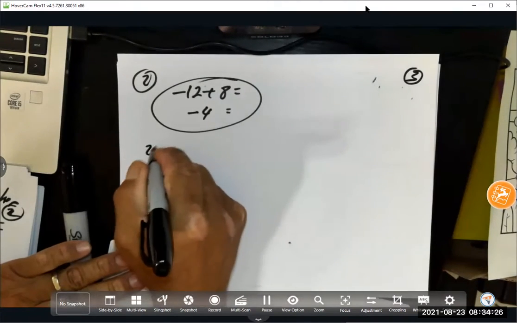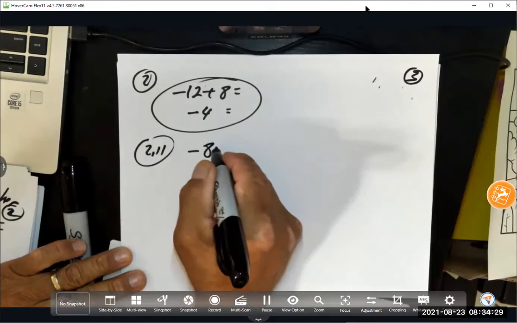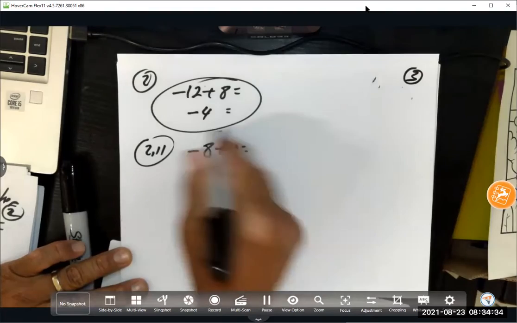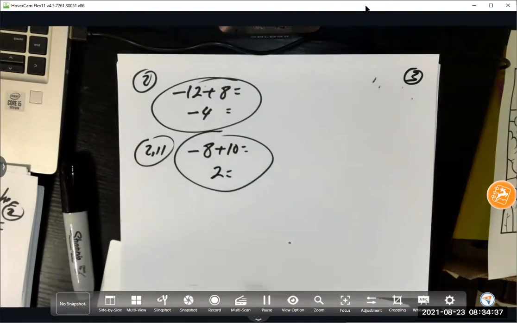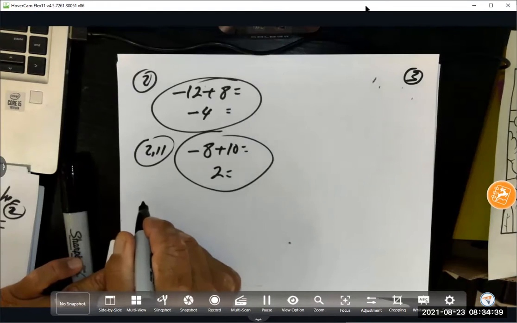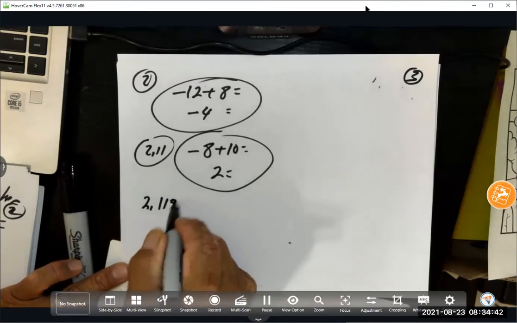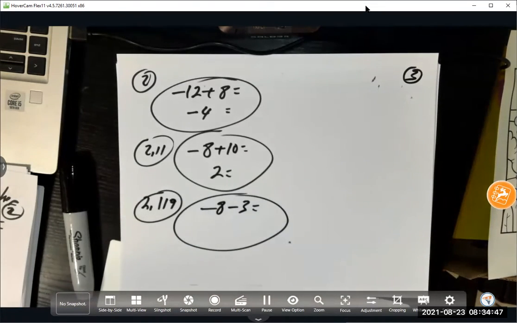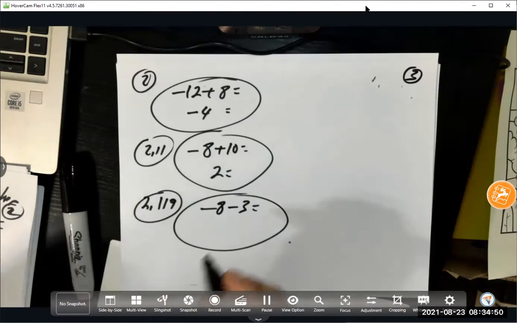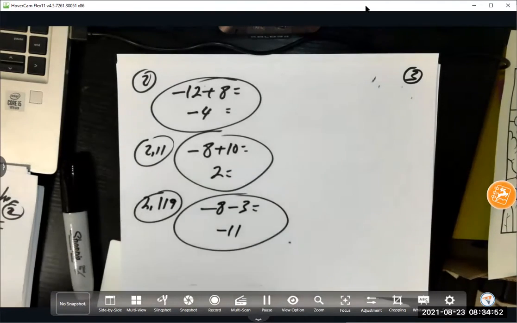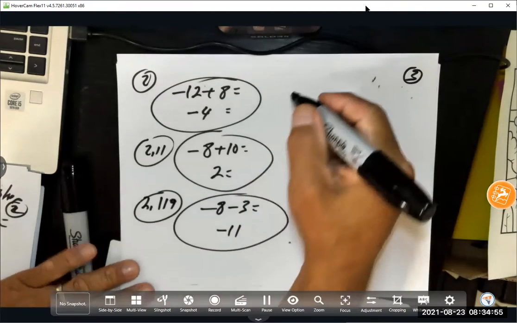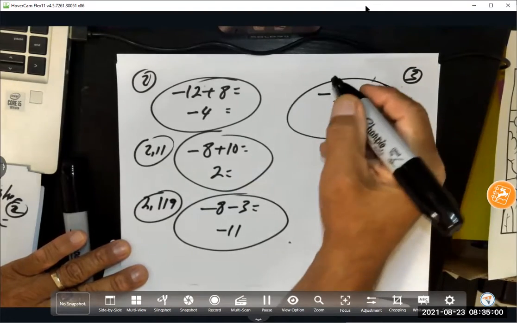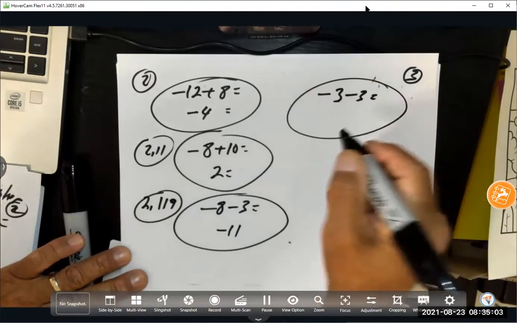Okay, another one like this one. If I say negative 8 and a positive 10, now it's going to be a positive 2 because the number 10 is bigger than the negative 8. Okay, another one. A negative 8 and a negative 3. Since the signs are the same, you just add them up, put them together, it's going to be 11, but it's going to be negative 11. Okay. Another one like this. If I say a negative 3 and a negative 3, you put them together, so it's going to be negative 6.